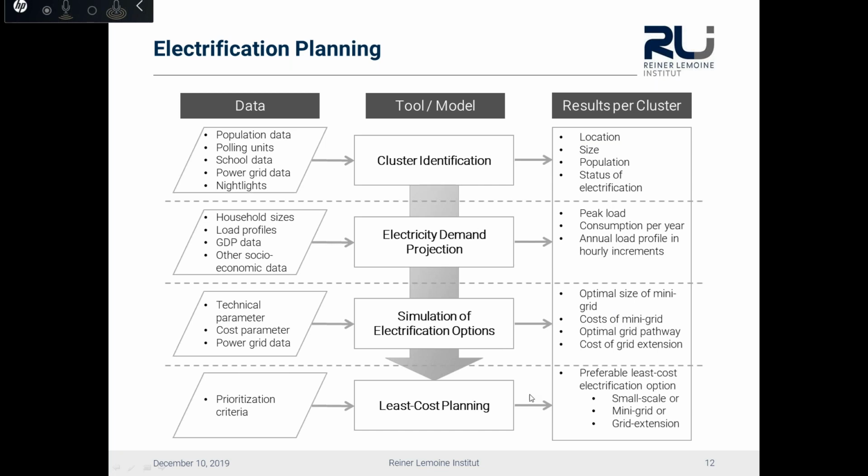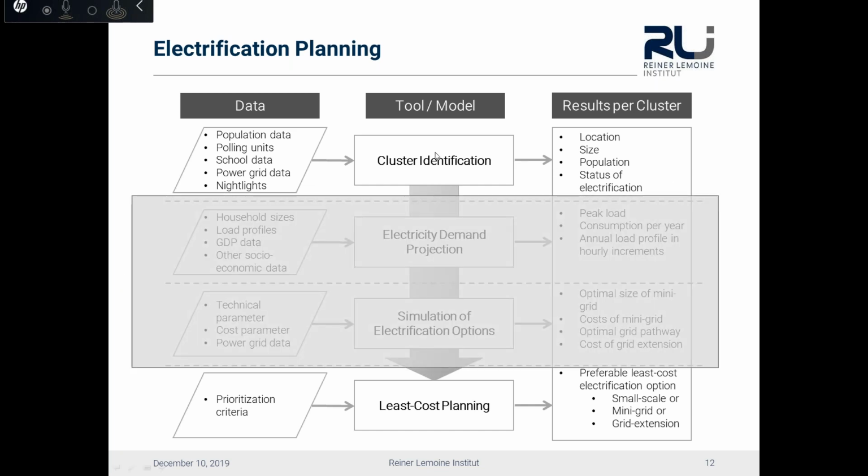We can carry out all those steps, but sometimes we start off with a reduced approach and only look at some of the steps. For example, the first step: trying to understand where the people are and what their status of electrification is, in order to see what would be a potential off-grid market and how it could be prioritized. This is something I would like to show you for the case of Tanzania in the next few minutes.